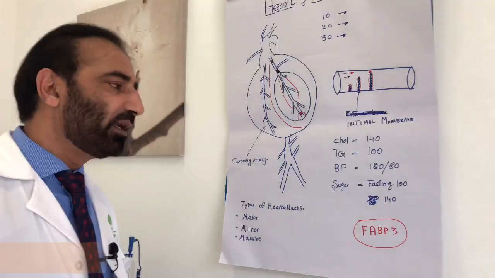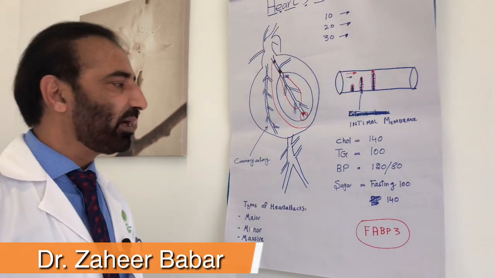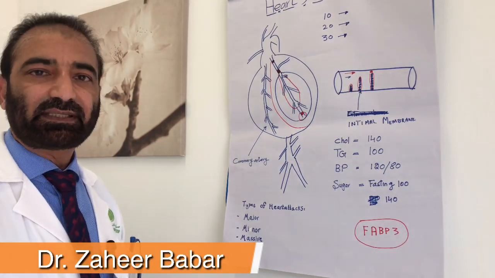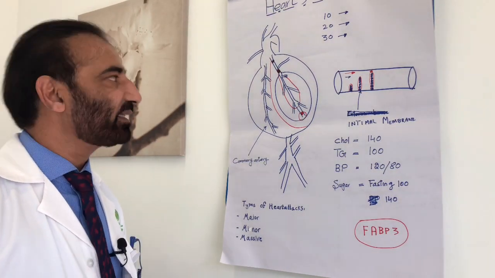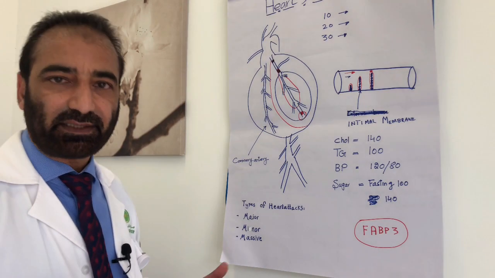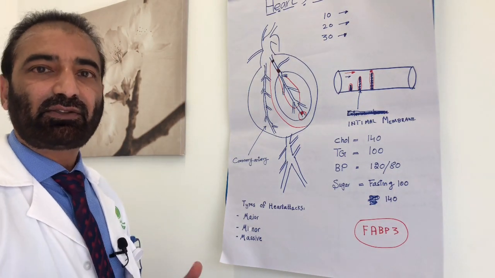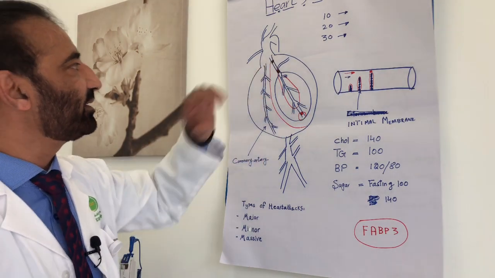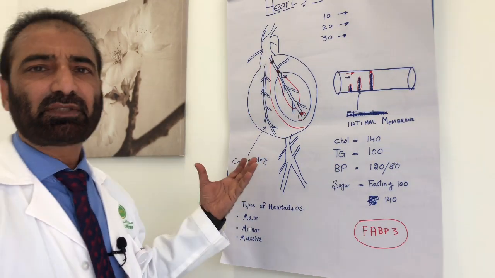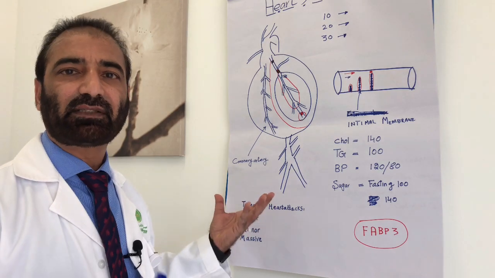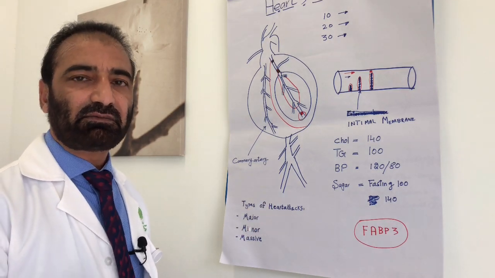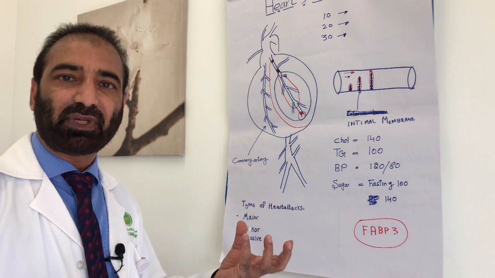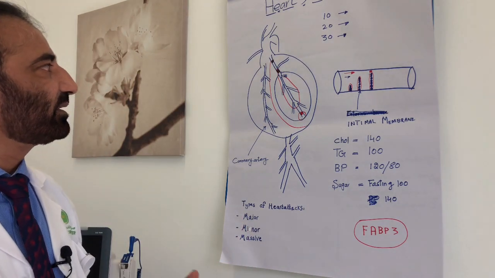This is a medical segment with Dr. Zaheer Babar. Today I will explain about heart attack. Before understanding heart attack, we need to understand what heart disease is, and then how it leads to heart attack. Here I designed the heart of the patient. Approximately, the heart weighs about 300 grams. It is shaped like an apple, and weighs not more than 300 grams.